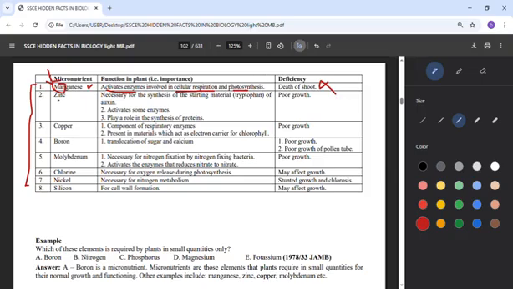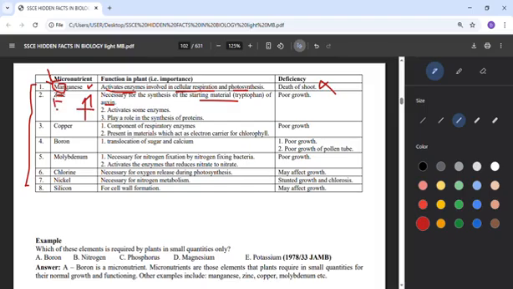Then the next one, zinc. Zinc is necessary for synthesis of the starting material, tryptophan, of auxin. Remember, auxin is for shooting up of plants. So if you want to see the starting material of that auxin, which is tryptophan, zinc is very important.